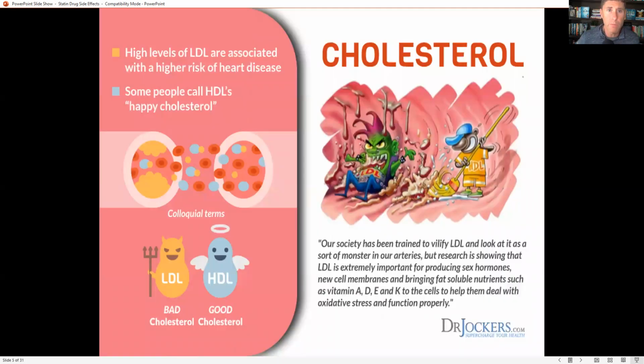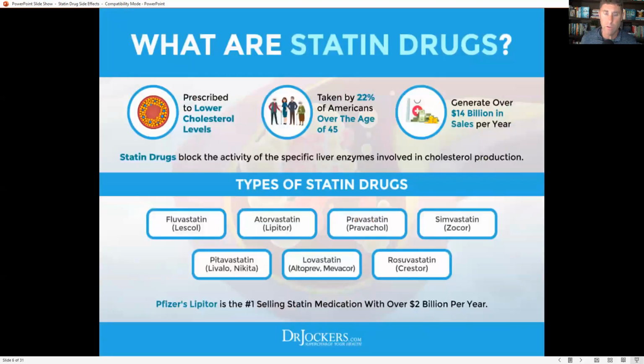And so, we were taught that high levels of LDL, low density lipoprotein, are associated with a higher risk of heart disease. We were taught that that was the bad cholesterol, and it's looked at as a sort of monster in our arteries. But research is showing that LDL is extremely important for producing sex hormones, new cell membranes, and bringing fat soluble nutrients such as vitamin A, vitamin D, vitamin E, and vitamin K to the cells to help them deal with oxidative stress and to be able to function properly. So super key. So again, we were taught LDL bad, HDL good, not necessarily the truth.